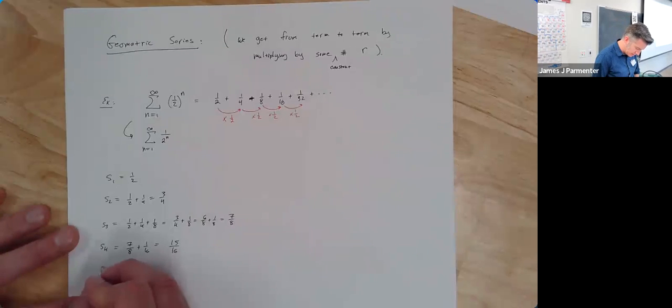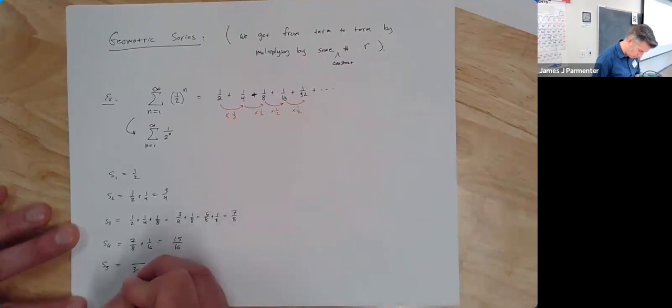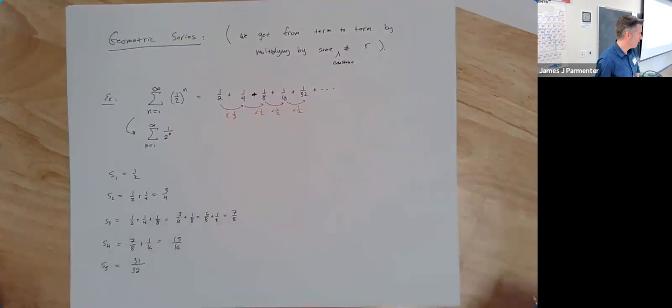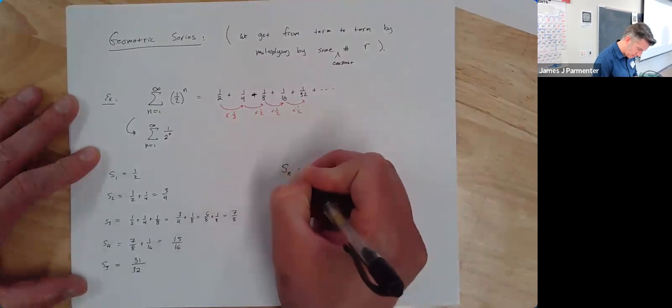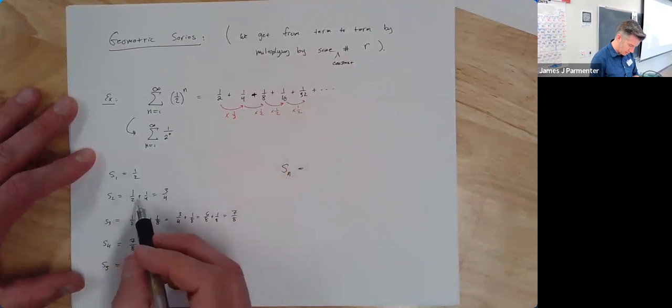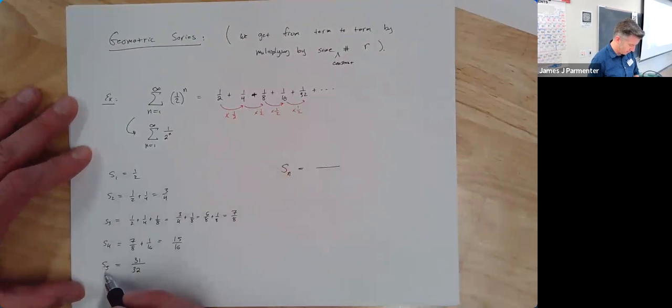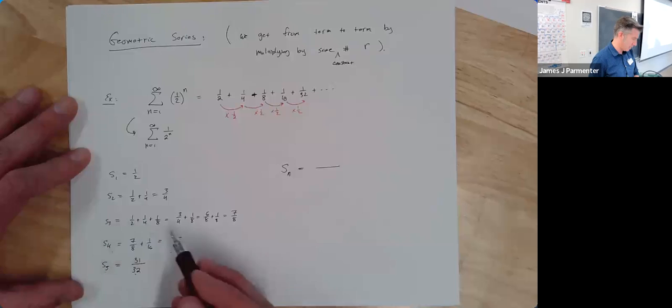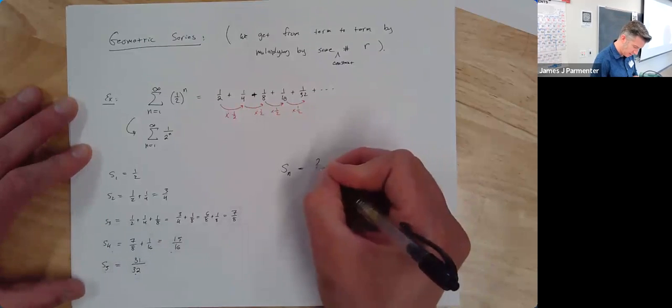If you had to guess, you all could probably guess the next term is going to have what denominator? 32. And what numerator? Right. Because it looks like each denominator is just the next power of 2, and each numerator is always just 1 less than that. So if I had to guess, the nth partial sum is going to be, well, the denominator is 2 to the power of the subscript, right? 2 to the 5th is 32, 2 to the 4th is 16, 2 to the 3rd is 8. And on the numerator, it looks like it's just 1 less than that.